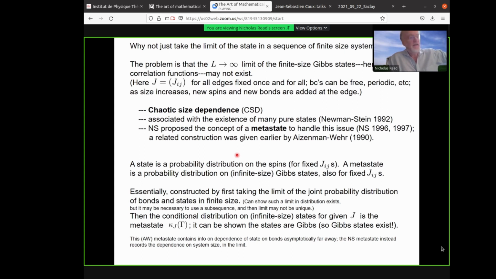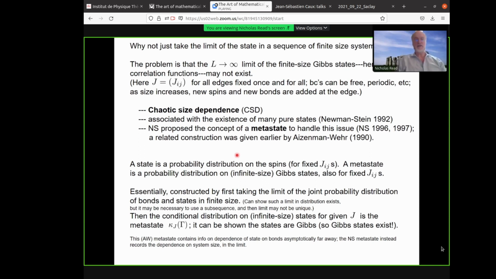They proposed this idea of a metastate, and in fact, a related construction was given earlier by Ising and Wehr in 1990. So there were two constructions of metastates. A state is a probability distribution for the spins for fixed Jij's. A metastate is a probability distribution on infinite size Gibbs states for fixed Jij's.